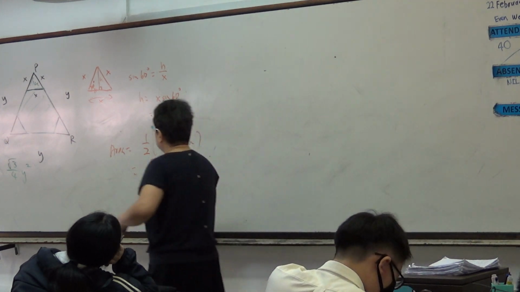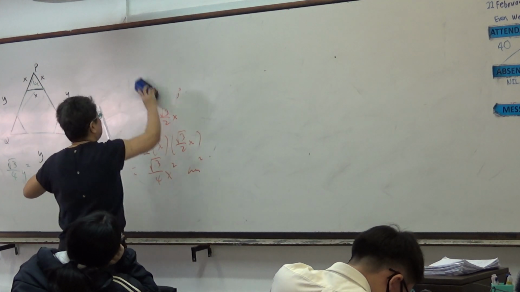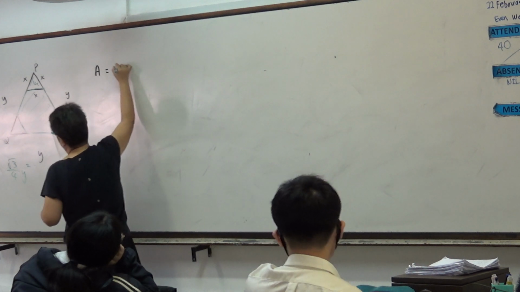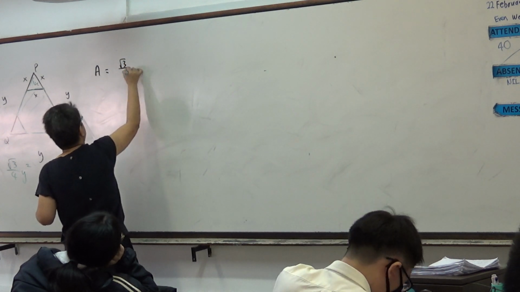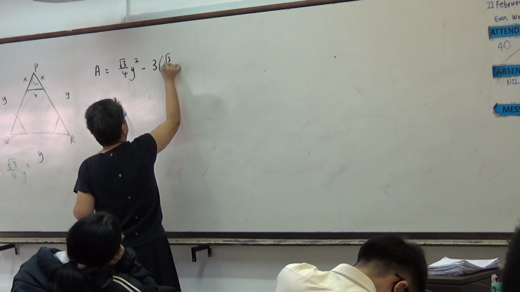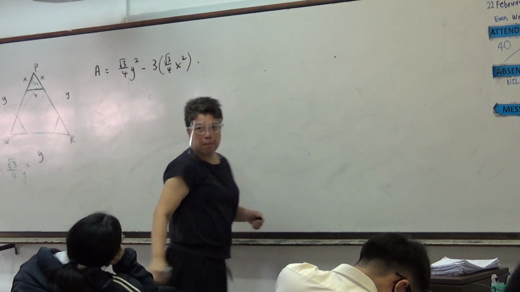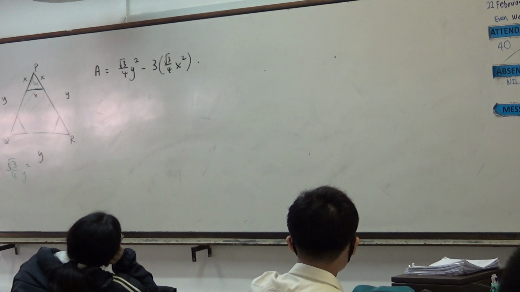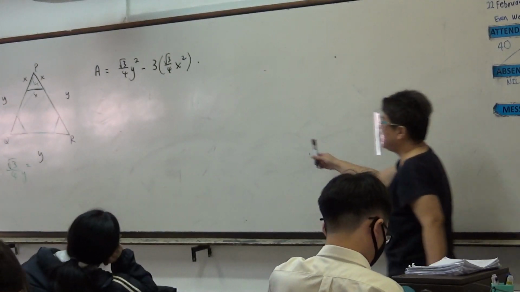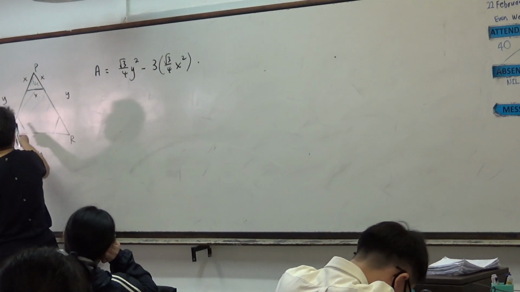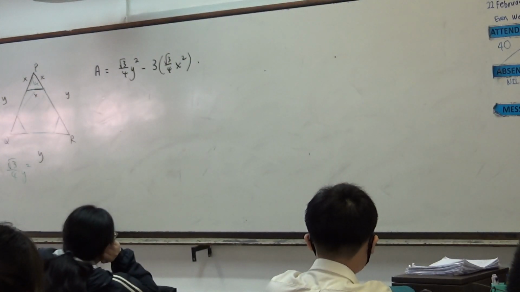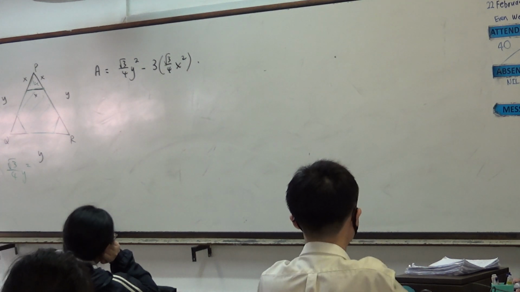Now, let's take a look. Do you agree that the area of the remaining shape is root 3 over 4 y squared minus 3 times root 3 over 4 x squared? Do you agree? This one gives you the big triangle, right? Then I minus out 3 triangles. Can you see what we're talking about here? Yes or no?